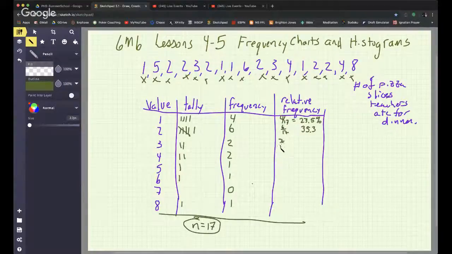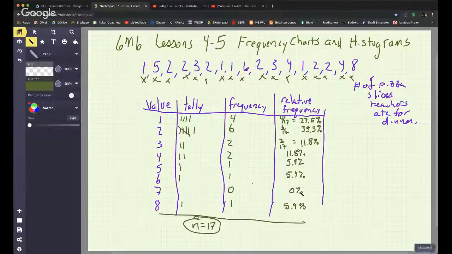2 out of 17 is 11.8%. So this is also 11.8%. And then 1 out of 17 is 5.9%. That's also 5.9%, and then we have 5.9% again. And then 7 is clearly 0%.